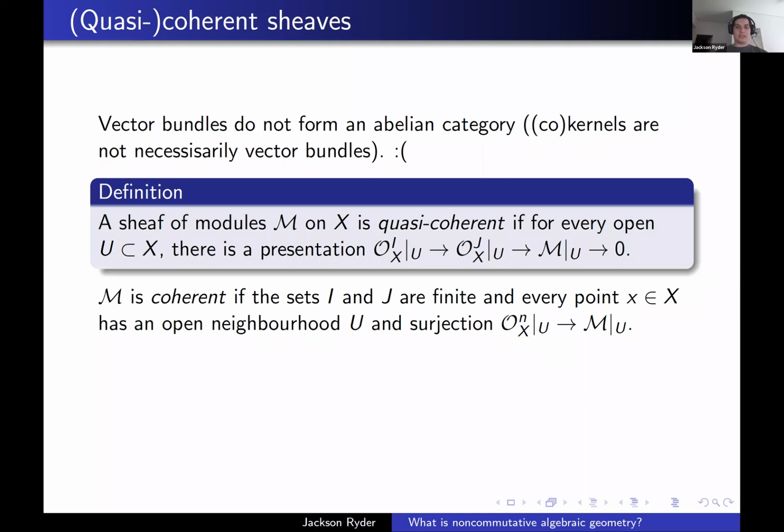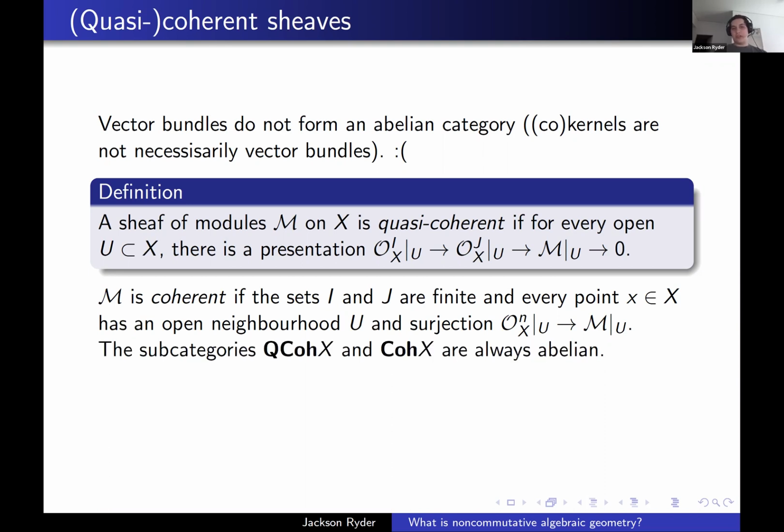And these coherent sheaves of modules are exactly what you get if you take the vector bundles and throw in all of the co-kernels of morphisms between vector bundles. So it's the smallest abelian category that contains all of your vector bundles.